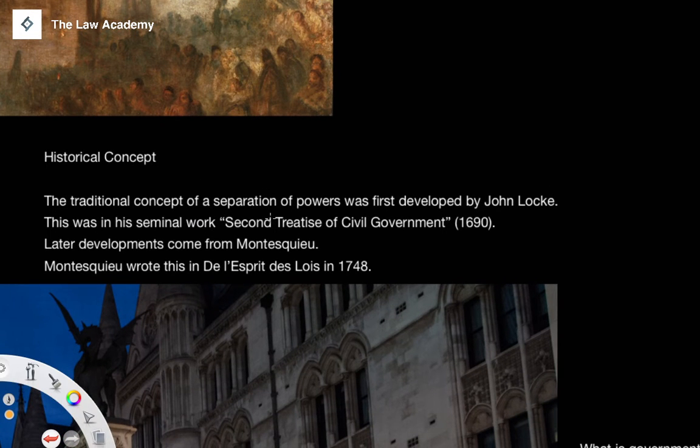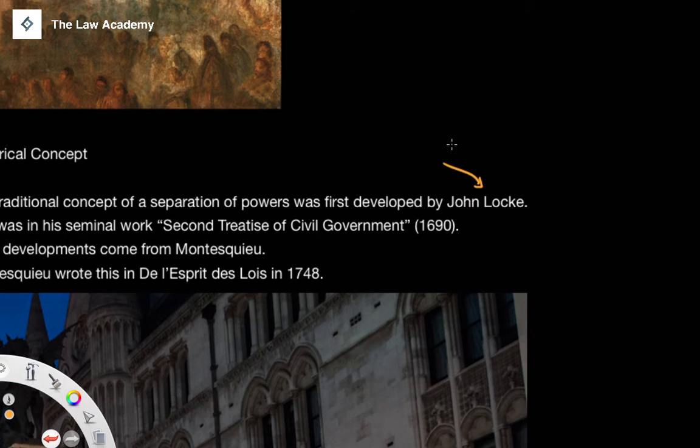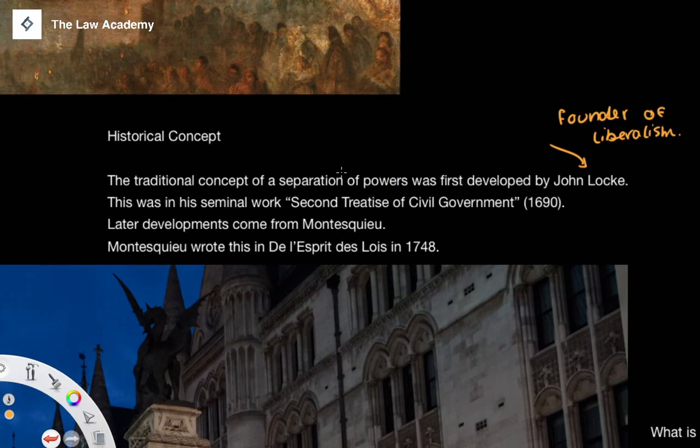So the general historical basis for this dates back to some of the earliest liberal thinkers, what can be described as one of the key founders of liberalism, John Locke. John Locke, in his second treatise of civil government in 1690, was the first to really codify this kind of concept of different parts of government being separated and these powers being separated across different branches of government. Okay, Montesquieu as well, also in 1748, had his own interpretation, and we're going to talk a little bit about the historical interpretation as well.